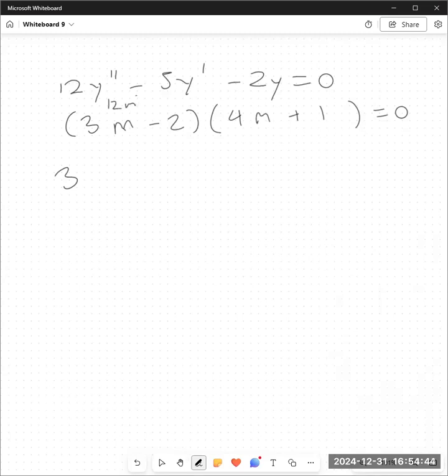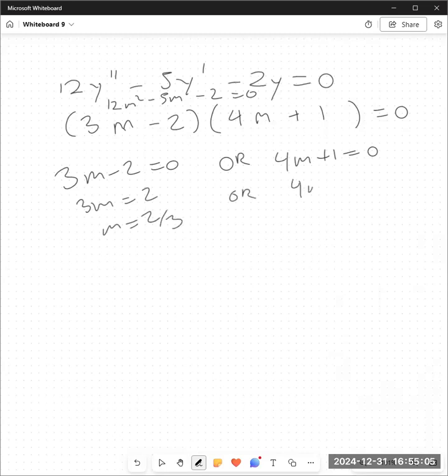So this is 12m squared minus 5m minus 2 equals 0. That's what I'm factoring. So 3m minus 2 equals 0, or 4m plus 1 equals 0. 3m equals 2, and m is equal to 2/3, or 4m is equal to negative 1, and m is equal to negative 1/4. So that gives me y is equal to c1 e to the 2x over 3 plus c2 e to the negative x over 4.